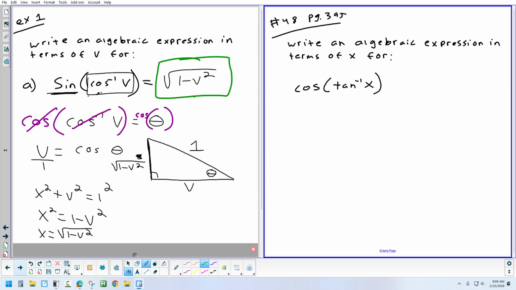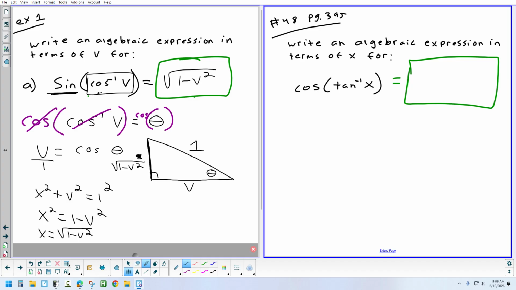All right, let's try this one. It says write an algebraic expression that will give you the cosine of the inverse tangent. So I want a formula to calculate that, and I don't want any trig in the final answer. Now, one other thing that can happen that didn't happen here is you can end up with square roots in the bottom of a fraction. As always, if that happens, we need to fix it.